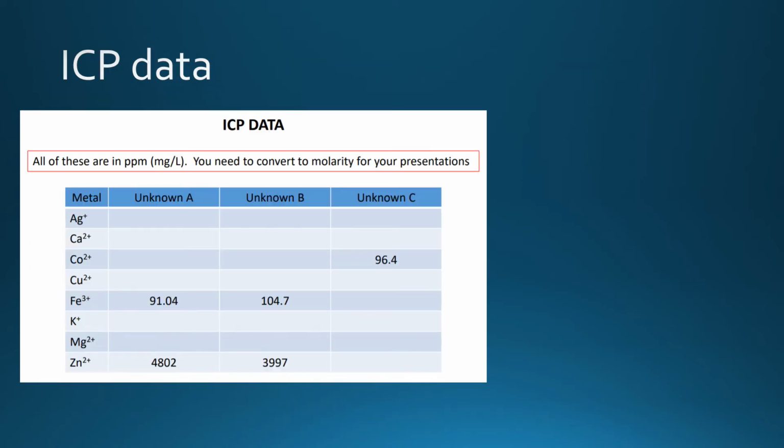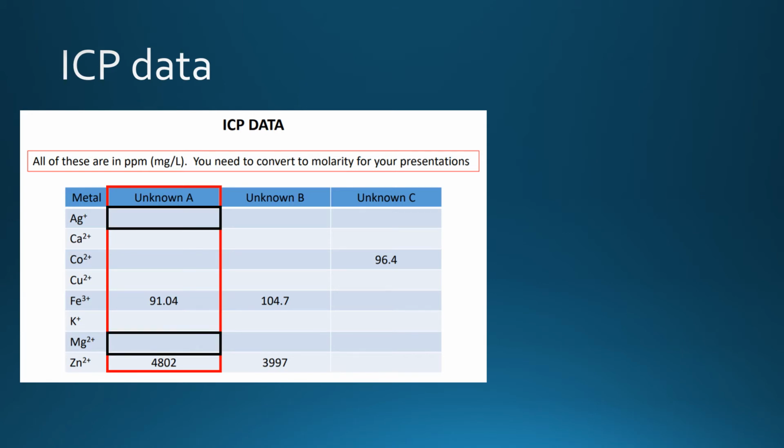The next set of data recorded was with the ICP. So we want to be looking at unknown A here. And the first glaring thing that we can see is that we've already worked out we have 4 different ions in this solution. However, we only have 2 results. So we're missing data for our silver and for our magnesium.